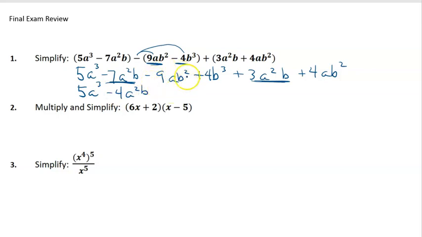Now the next term is an ab squared. I combine that with another ab squared. So I've got this one that I'm combining with the last one. Take the sign with it. Negative 9 and a positive 4 is negative 5ab squared. And then finally I'm only left with 4b to the third. I don't have a like term for that, so it's just 4b to the third.